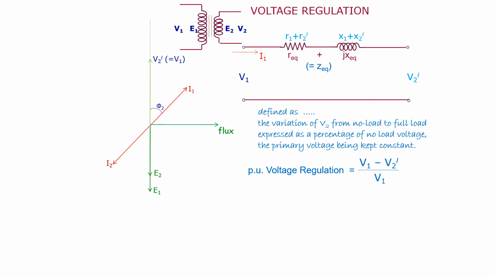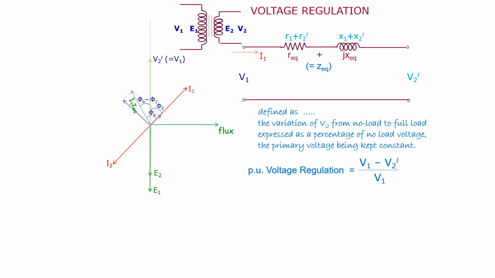Now in the phasor diagram, let us draw the phasor of I1 R equivalent in the direction of I1. I1 X equivalent will be perpendicular to I1. The addition of these two vectors will be equal to I1 Z equivalent. The angle between I1 Z equivalent and I1 is phi E. This angle is phi E minus phi 2.